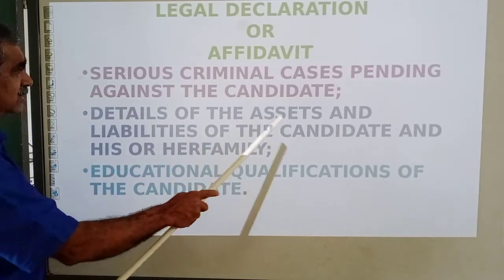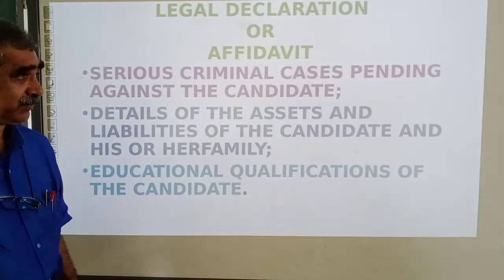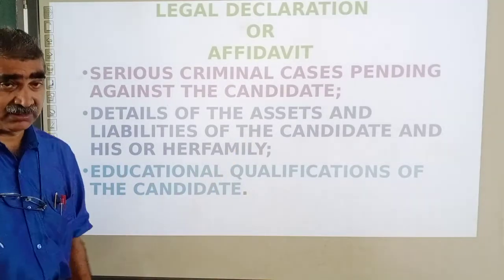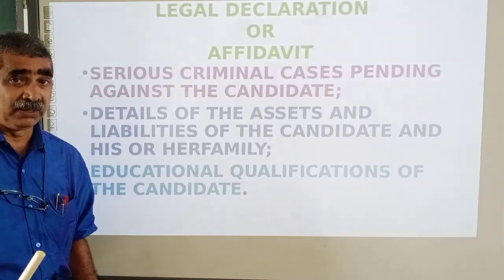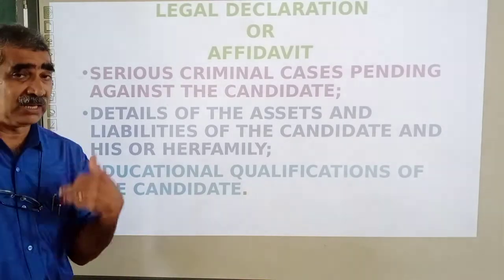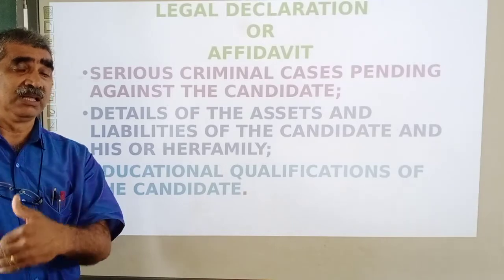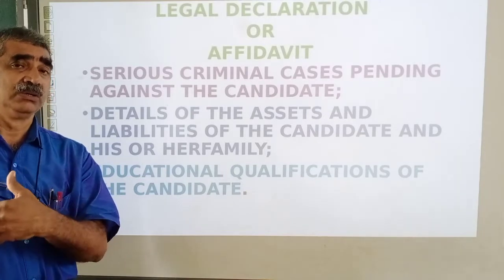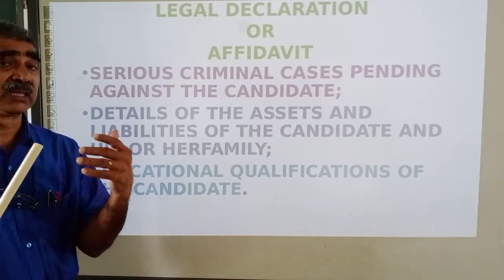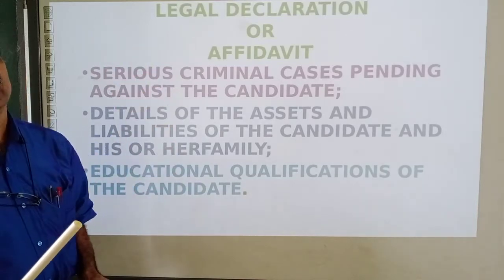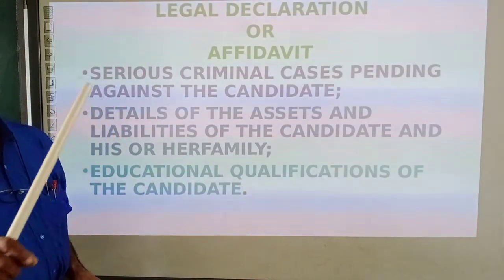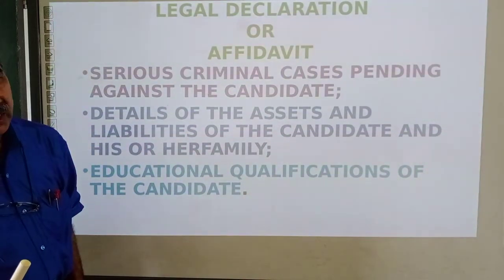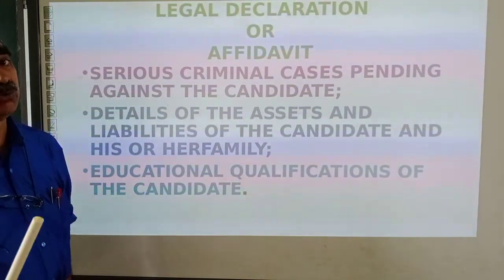Details of the assets means my wealth, and liabilities means if I have to give somebody some money. If I have borrowed 1 crore rupees, I have to give it back. So I have borrowed that much money, it is with me, that is a liability. That also should be mentioned by the candidate in the affidavit. That is needed. It should be attached to the nomination paper I give to the Election Commission.